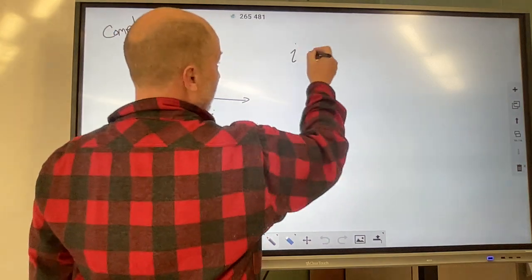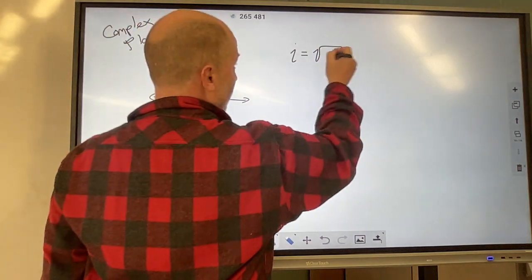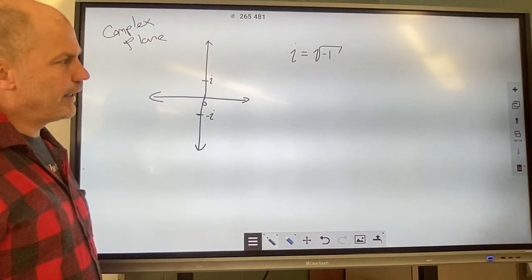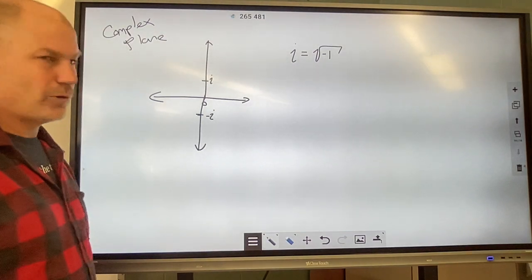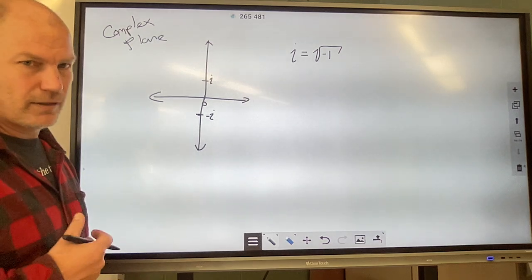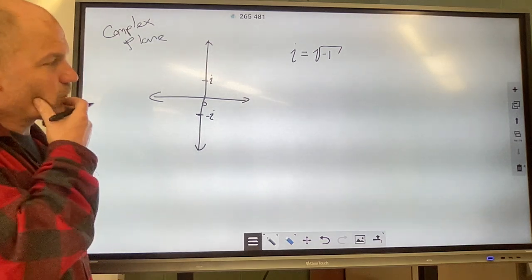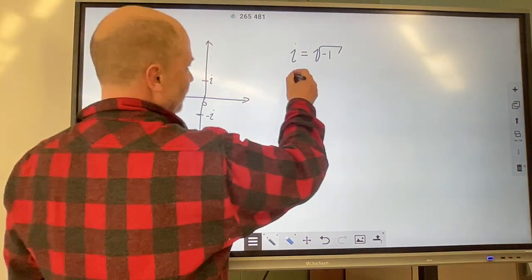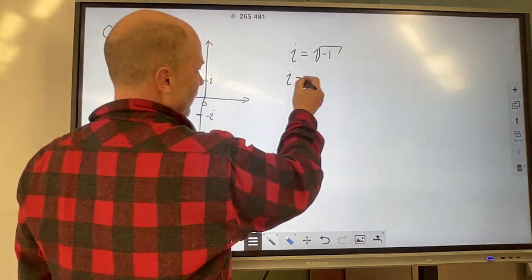i equals the square root of -1. That is what i is. And you should look at that and go, oh yeah, there are no two numbers that we can multiply together to get -1. So the square root of -1 doesn't exist. So we've developed this idea.